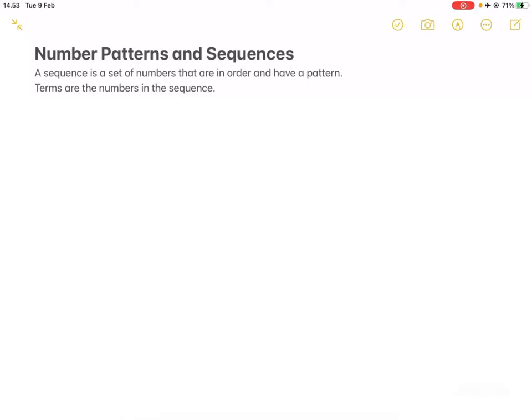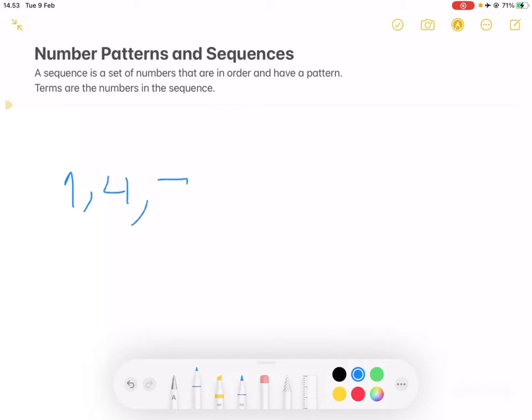Today we're going to talk about number patterns and sequences. So a bit of introduction, a sequence is a set of numbers that are in order and have a pattern. I would give you an example of a sequence. So we have 1, 4, 7, 10, 3 dots. These 3 dots mean that this sequence goes on forever to infinity.